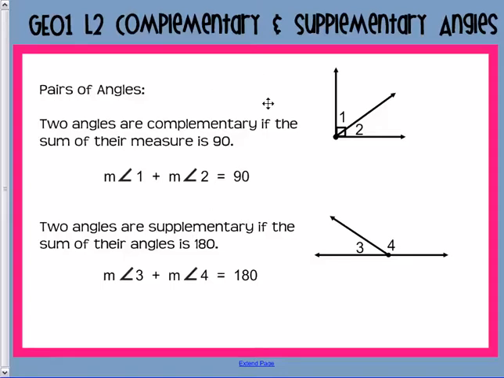If you have two angles that form this corner, or complementary angles, the sum of their measures is 90 degrees. So if you add the measure of angle 1 with the measure of angle 2, it's 90 degrees. Okay?